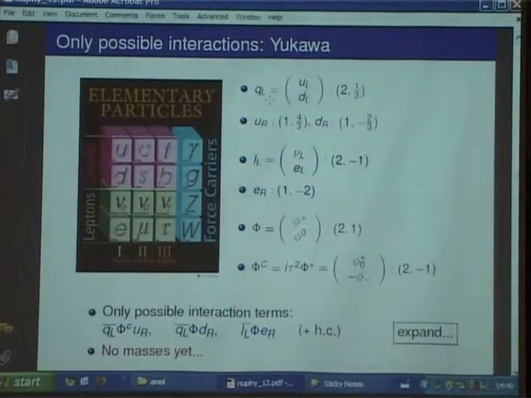So QL is the left-handed doublet of quarks, which is UL, DL. And then it is (2, 1/3), which means it is a doublet under SU2 and Y is equal to 1/3. Then UR and DR are the right-handed up and down quarks. Both of them are singlets under SU2 and Y values are 4/3 and -2/3. This is given to us. Standard model is constructed, these values are given to us.